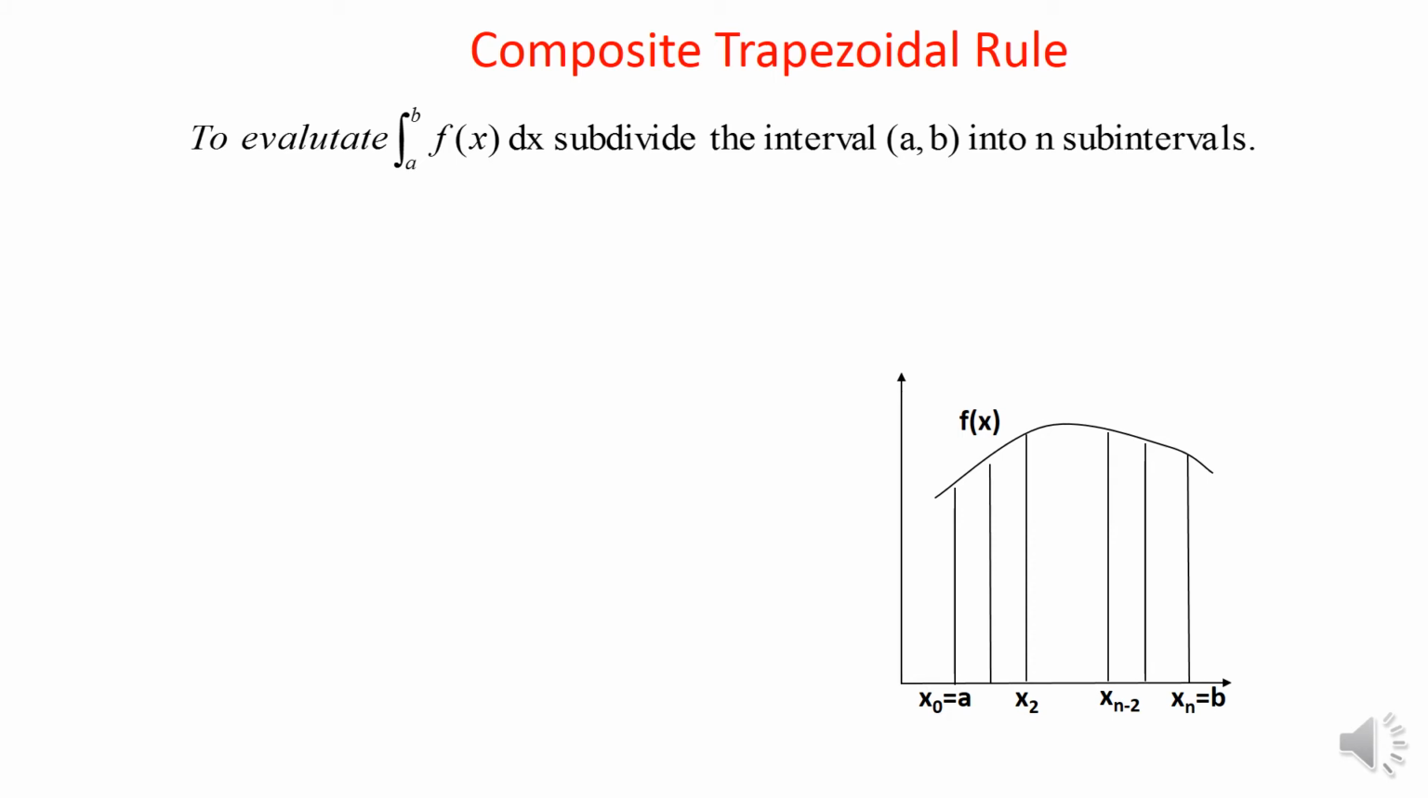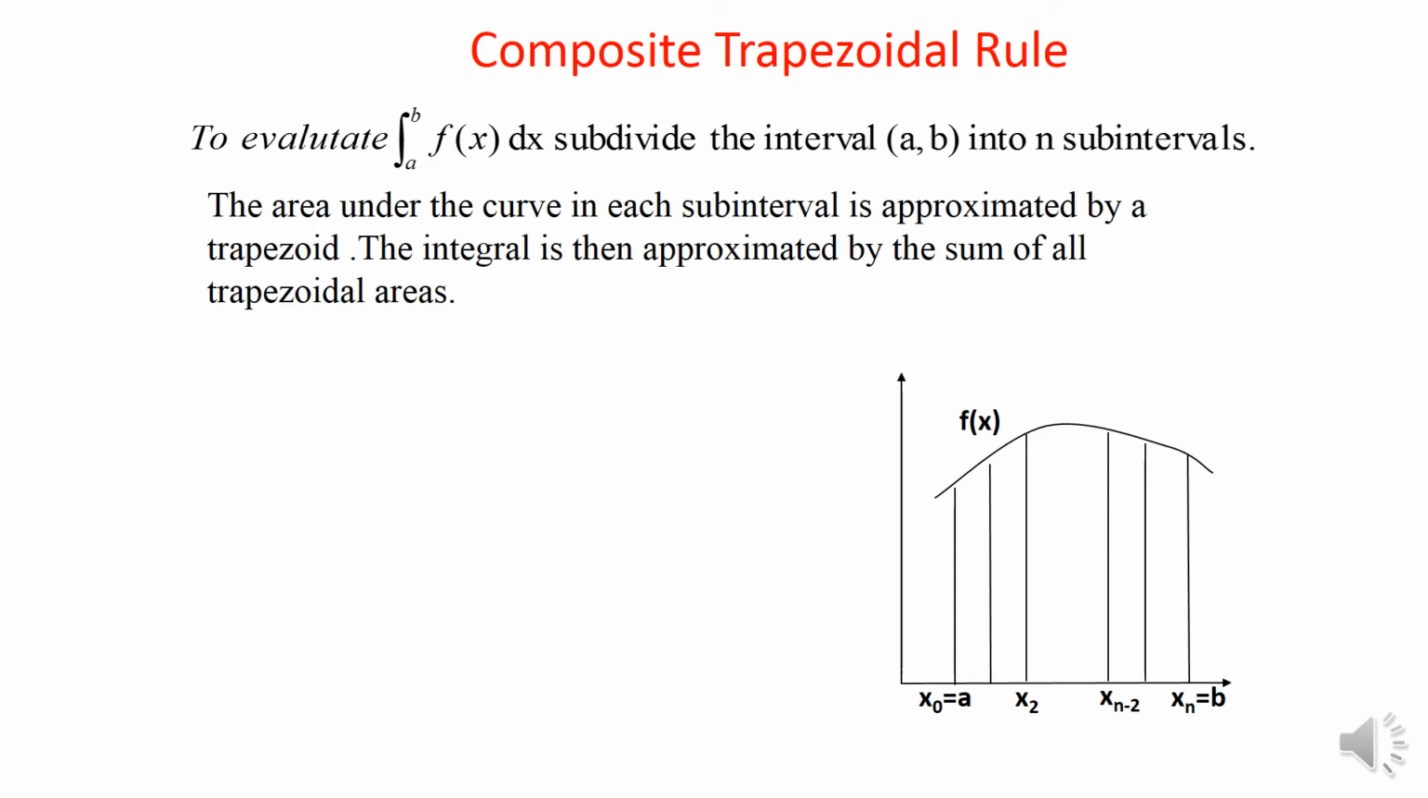Now the composite trapezoidal rule. Here we have to evaluate integral a to b f(x) dx, so we subdivide the interval [a, b] into n subintervals. In this figure we can see that f(x) is a function, and we have taken 2 points on this which can be denoted by a and b on the x-axis, and we have subdivided this interval a to b into n subintervals. So the area under the curve in each subinterval is approximated by a trapezoid. The integral is then approximated by the sum of all trapezoidal areas.